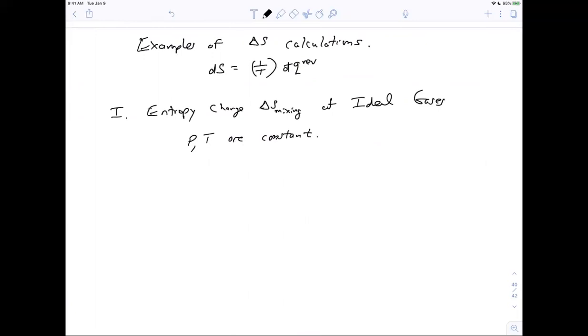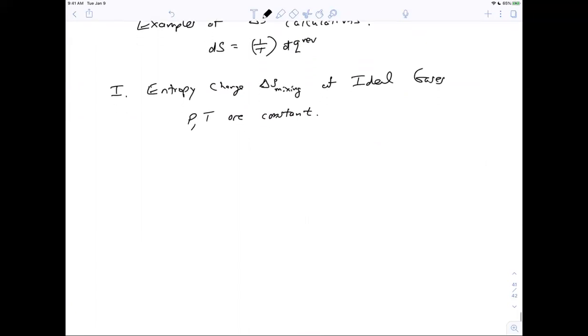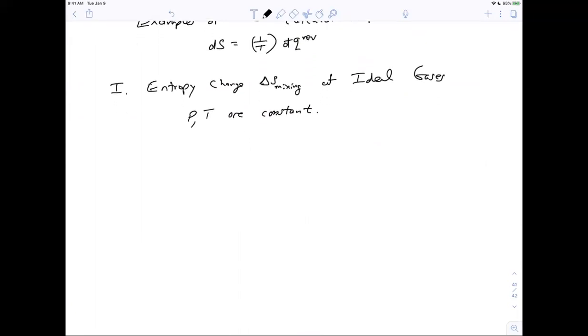Okay, so there's no dT and no dP. And so let's start with this expression here. We have n moles of gas A, and this is a gas, in a volume, and I'll show you this in a moment, at T. Plus we have n moles of gas B. Again, these are both ideal gases.